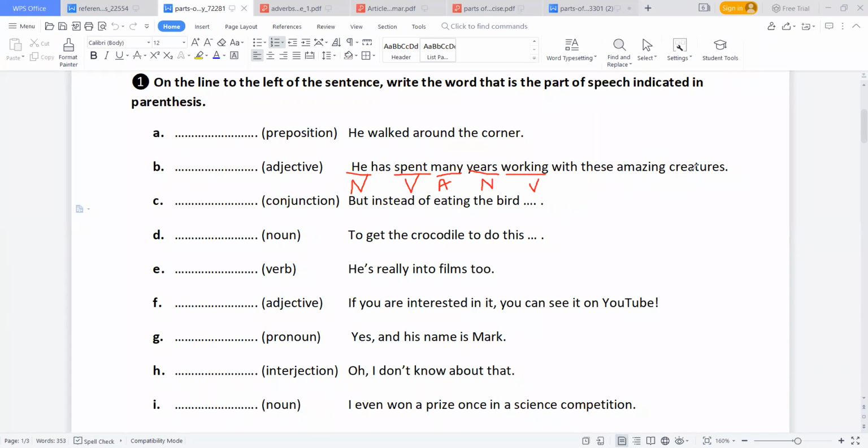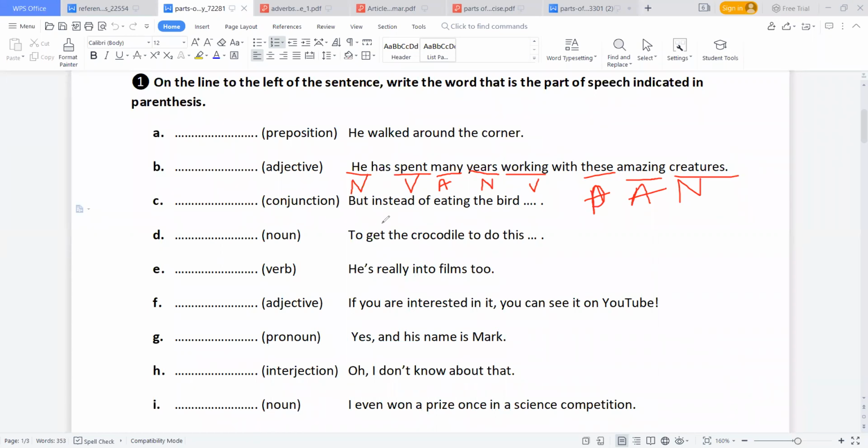With these amazing creatures. These is a pronoun. Creatures is a noun. Amazing is an adjective. And these again can be used as an adjective, or as a pronoun. So we need not worry about the pronouns, but we need to be very clear about the verbs, adjectives, and nouns. Got it? Yes, ma'am.